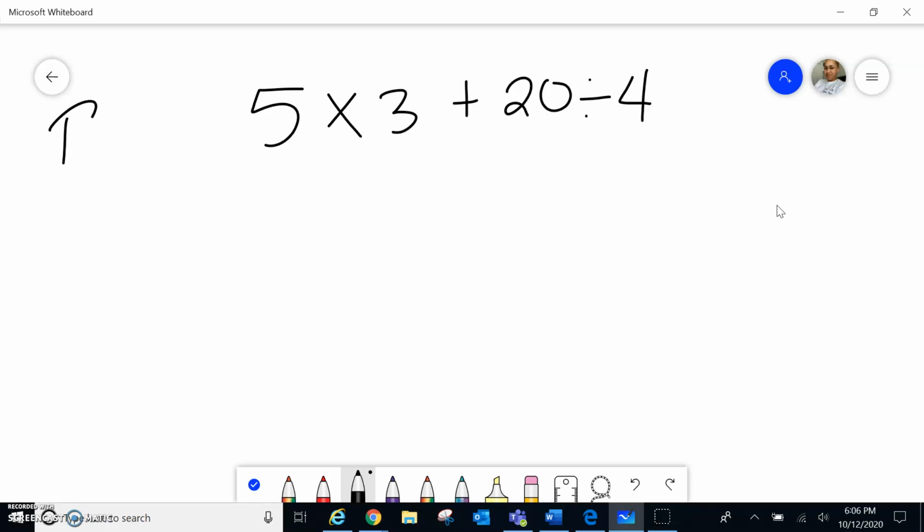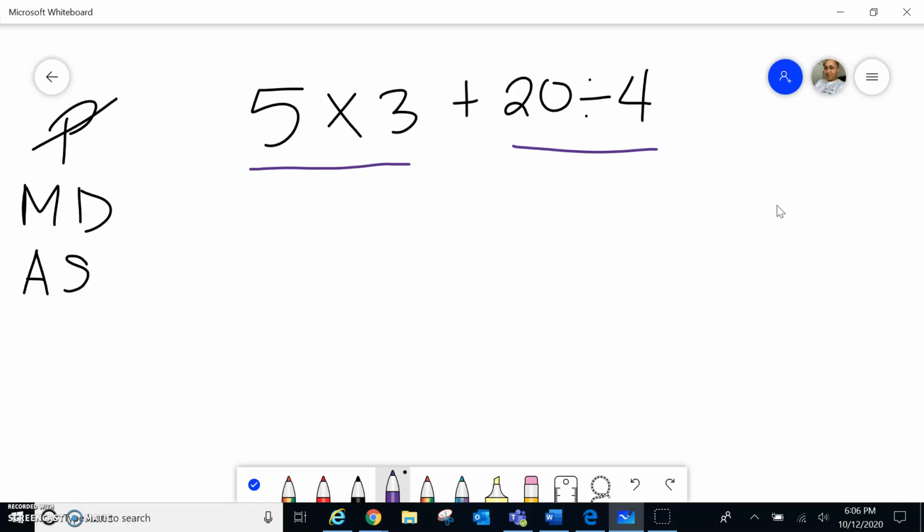So again, I'm going to write my P for parentheses, MD for multiply and divide, AS for add and subtract. First thing I'm going to look for are my parentheses. Do I have any? No. Cross that out. Next, I'm going to look for multiplication and division. I have multiplication right here, but then I also have division right here. So which one do I do first? Here you cannot just decide to do whichever one you like best. You still have to follow order of operations and the rules. And the rules state you do whichever one comes first.